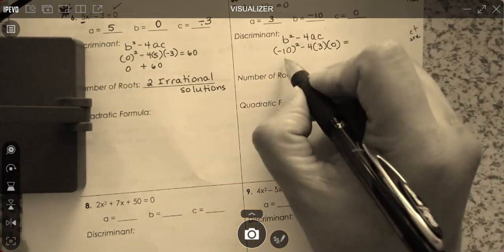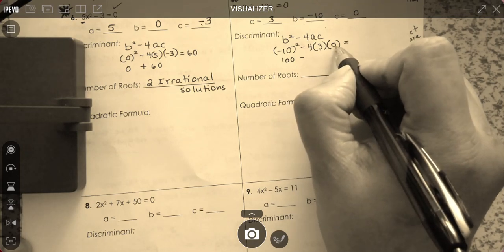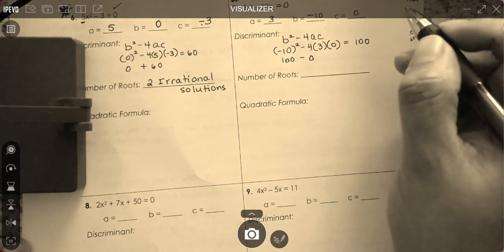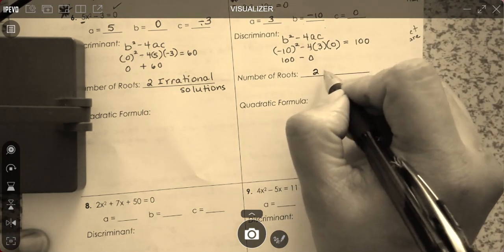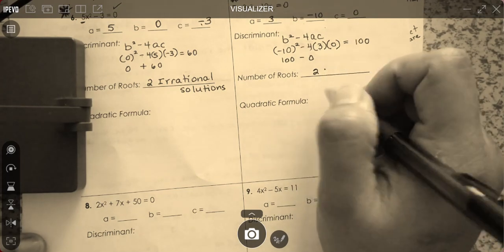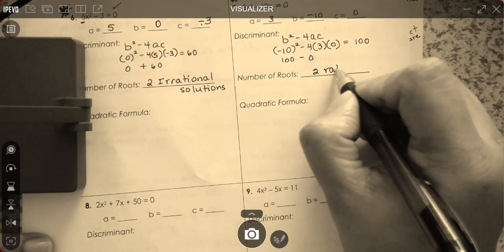All right, what is this? 100 minus 4 times 3 is 12. 12 times 0 is? So 100 minus 0 is just? All right, it's greater than 0, so that's going to be 2 roots. And are they rational or irrational? Wait, is that rational or irrational? Rational. Rational, right? So 2 rational roots.